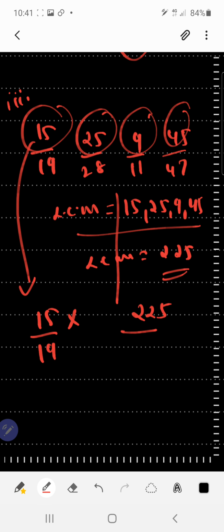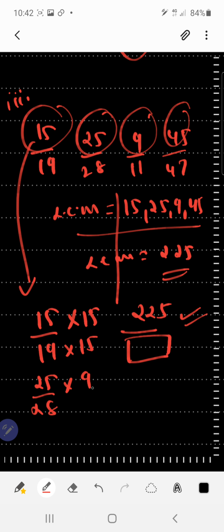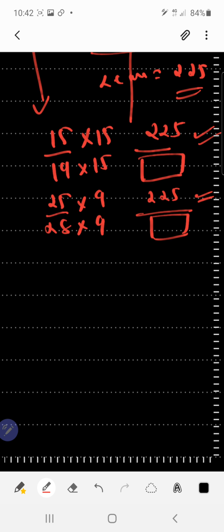What you will do? You will multiply 15 into 15. So your denominator also with 15. Multiply and check what you are getting, your first fraction. Second, 25 upon 28. So 25 you will multiply with 9 to get 225 and denominator also 9. Check what other fraction you are getting. Similarly, you have to find your third and fourth fraction. Clear?